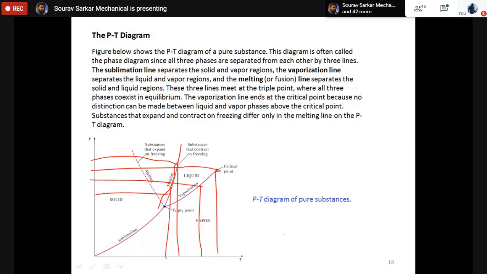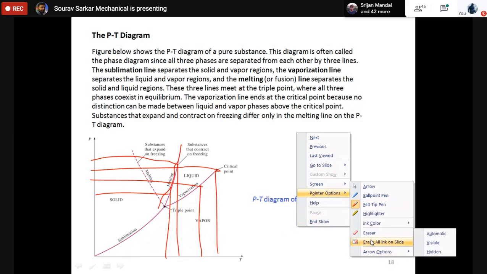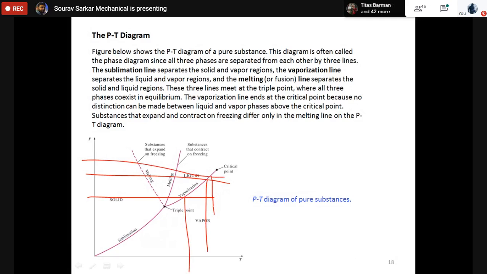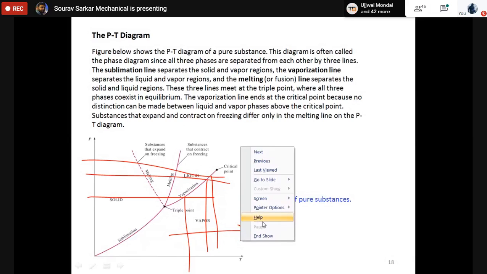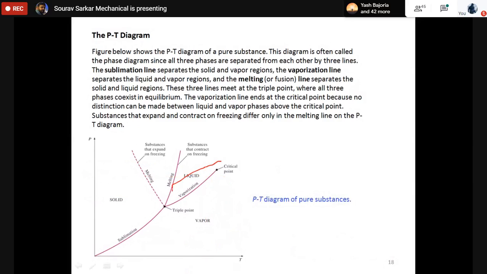The most important point is this: if we increase the pressure, what happens to your boiling point? If you increase pressure, the boiling point increases. So what we have done till now, we have completely understood this line.